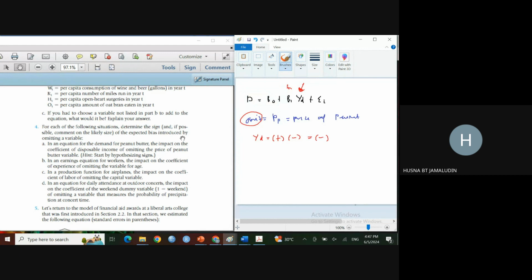Okay, so let's look at the second example. In an earnings equation for workers, this is earnings. So earnings will be here. I want to use a different color. Black. This is earnings.